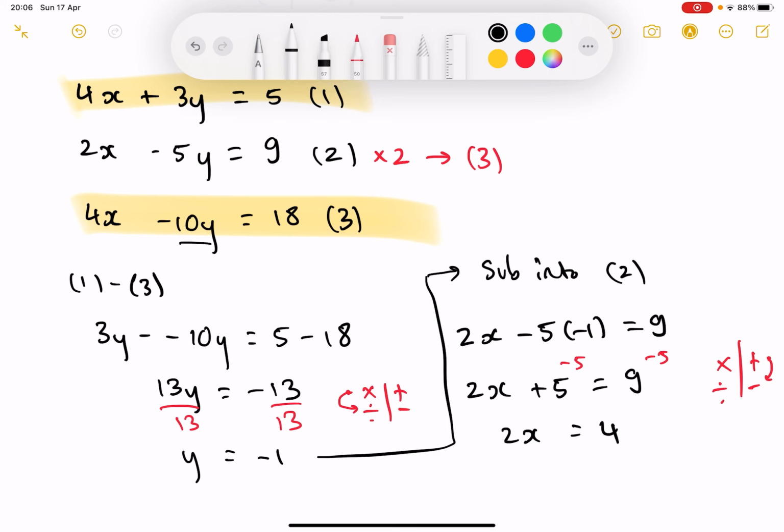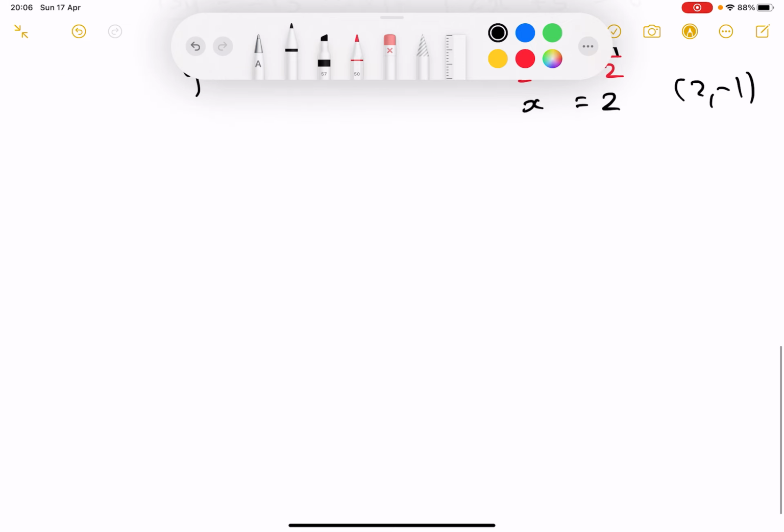Okay, then we want to get rid of the 2 on the x. Now, the 2 is multiplying the x, so we need to do the opposite. So let's divide by 2 on both sides. We get x is equal to 4 over 2, which is 2. And that's it. We get 2 and minus 1. Cool. Okay, then let's try one more for today.